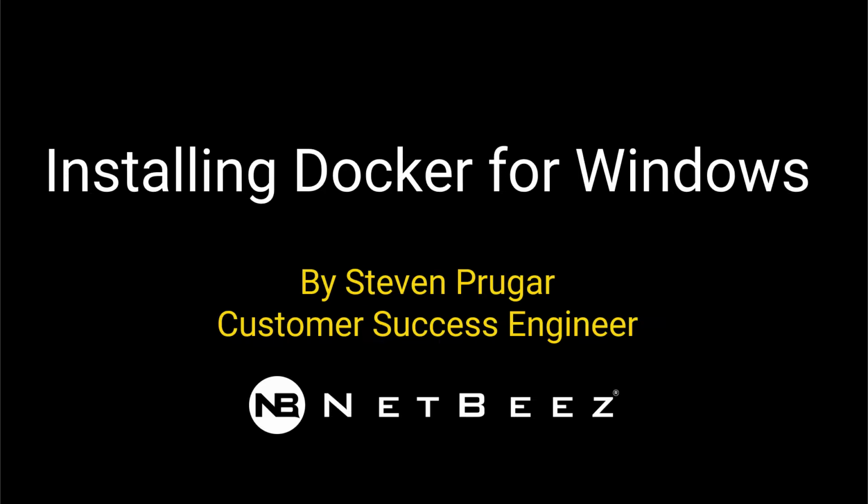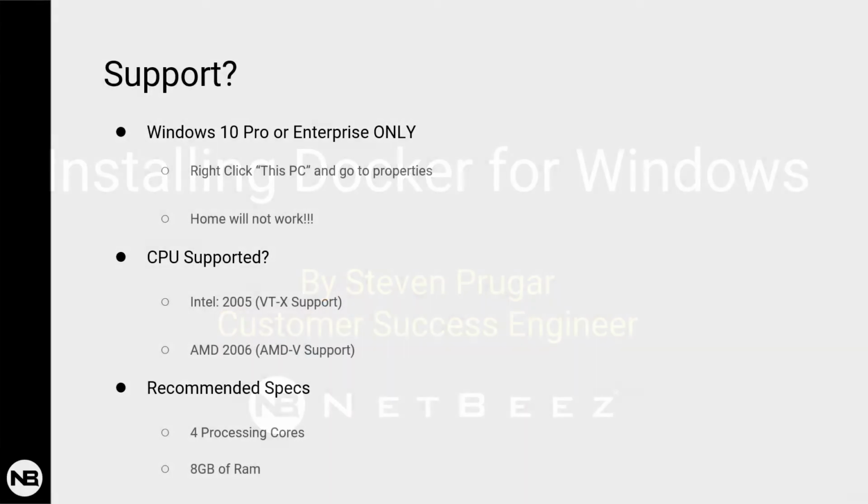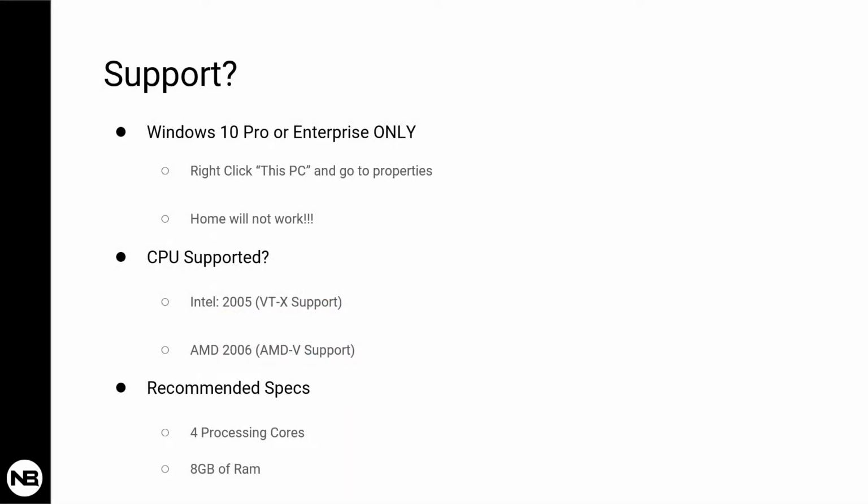So the first step is we're going to go ahead and show you how to install Docker, and it's only a couple steps, but we do have to look at the requirements first to see if this is something that you can do. Now, looking at the support, you do need Windows 10 Pro or Enterprise only. And the way to do that is right-click This PC on desktop and go to Properties. Home will not work.